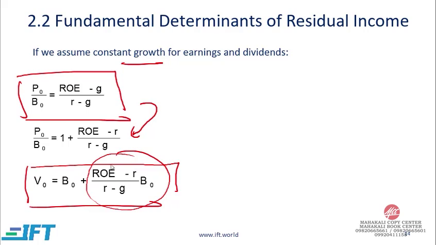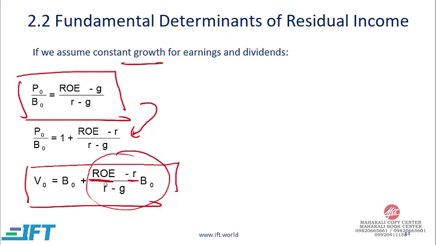Now I want to emphasize a few points over here. What does ROE mean? ROE is the return on equity. So will good profitable companies have relatively high ROE? Profitable companies will have high ROE relative to the required return. Companies with high ROE relative to required return will have a high residual income. That should make intuitive sense.